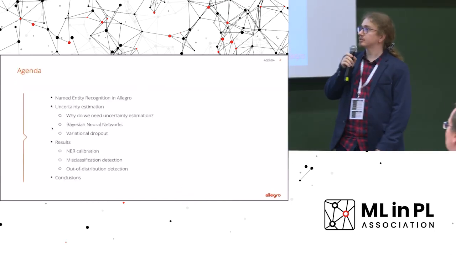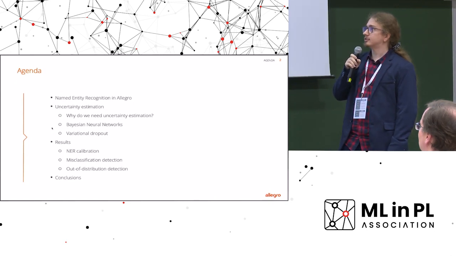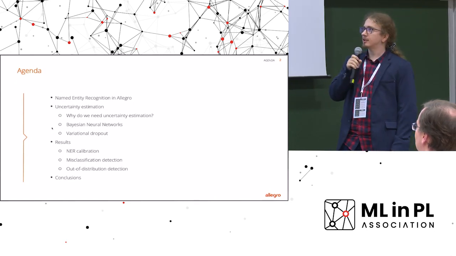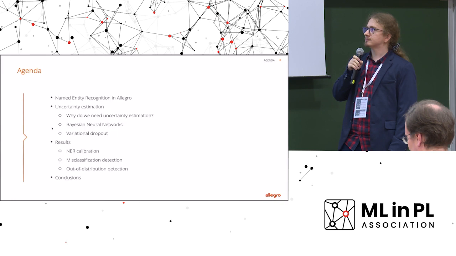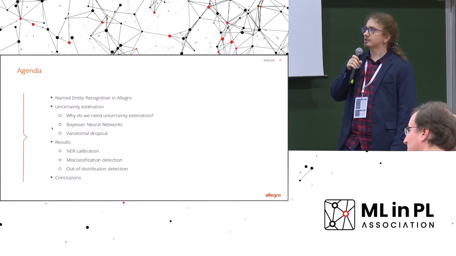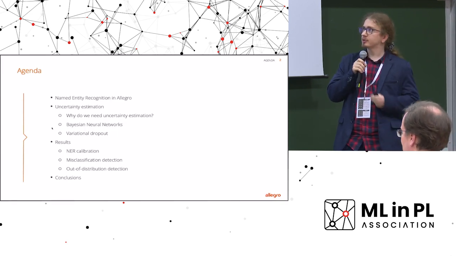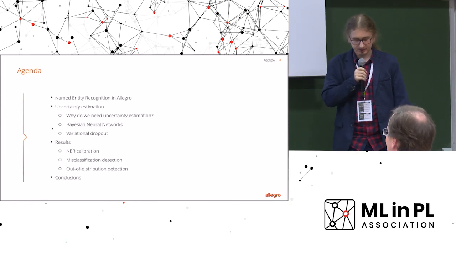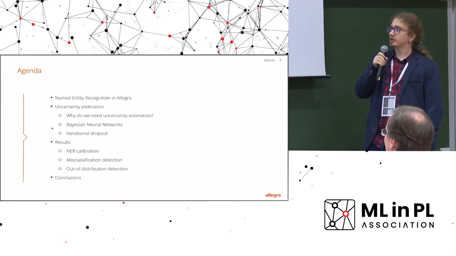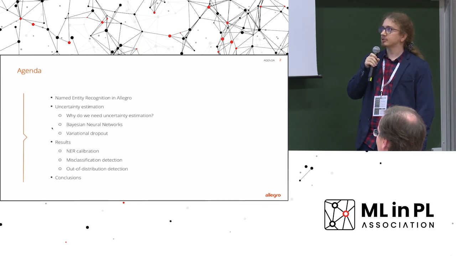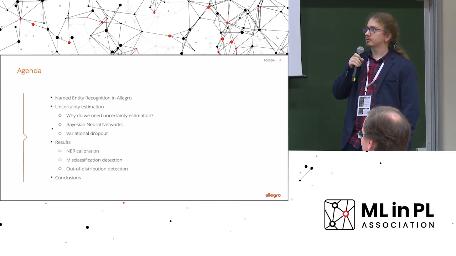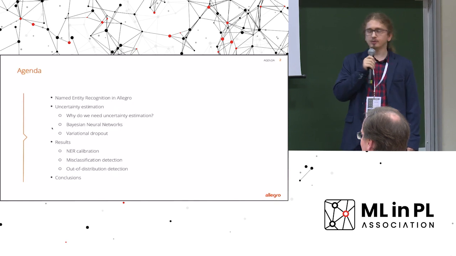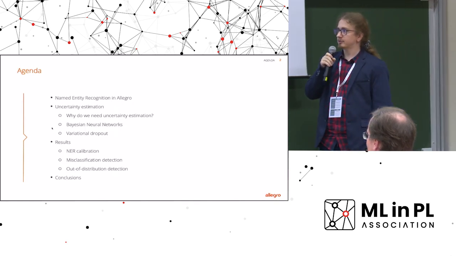I'll start by describing what the problem of named entity recognition is and how we deal with this in Allegro. Then I will talk about uncertainty estimation, specifically about why we need such a thing as uncertainty estimation, about Bayesian neural networks, and then about variational dropout. And then I will show some results of our experiments, and I will finish with some conclusions.